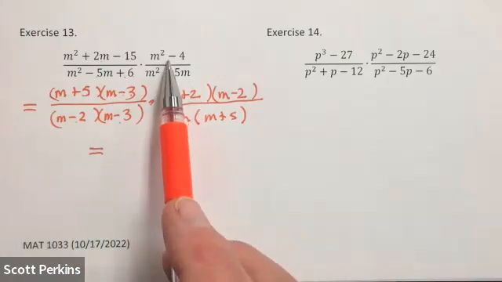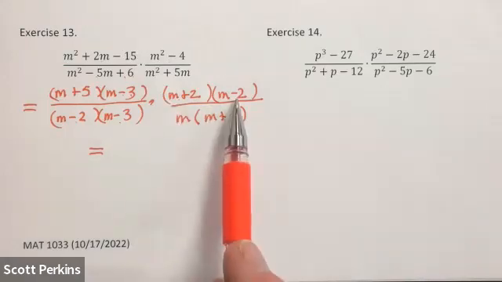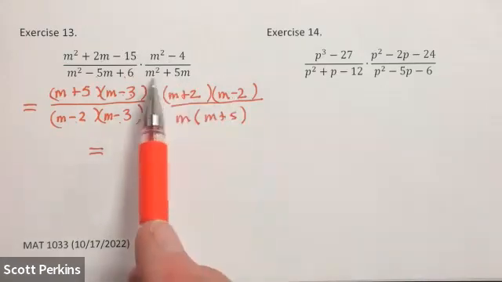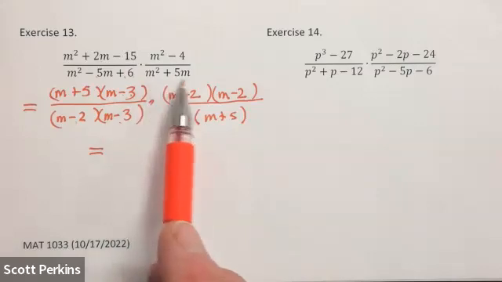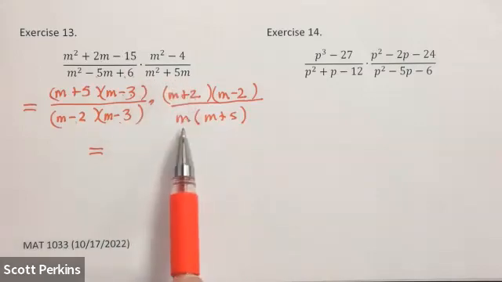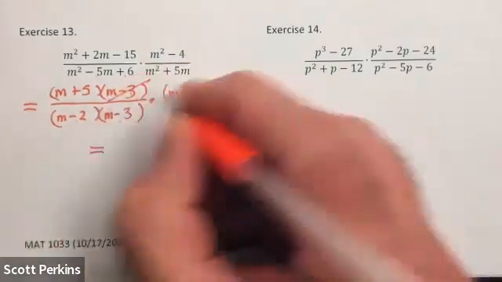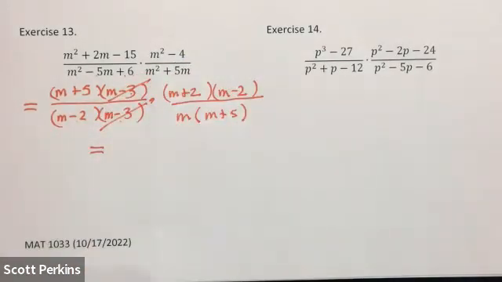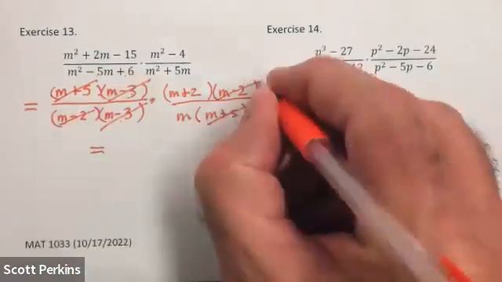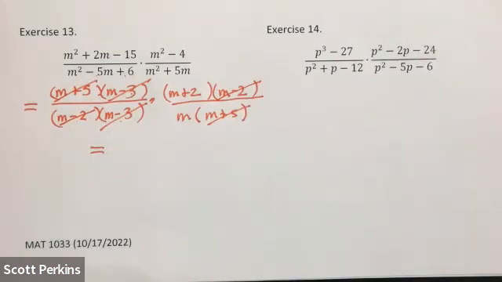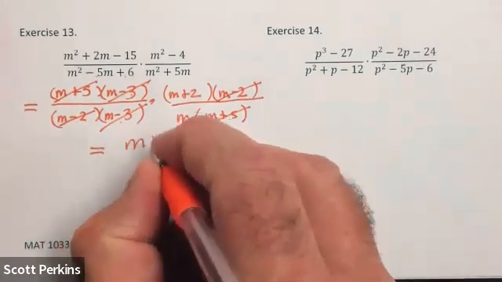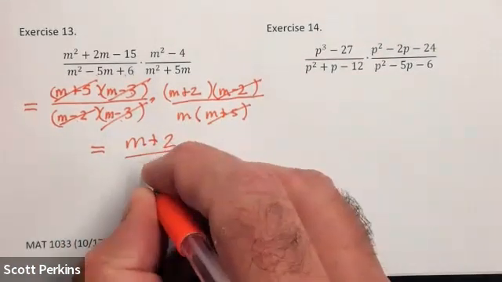The next one is a difference of squares. So that's m plus 2, m minus 2. And finally, we've got a common factor of m in this denominator. So when I factor out the m, I have m times m plus 5. So there's everything factored, and now we'll see what's in common. And so the m minus 3s are in common. The m plus 5s are in common. Get rid of those. The m minus 2s, so almost everything goes away. The only thing that's left is in the numerator, I have an m plus 2, and the denominator an m.